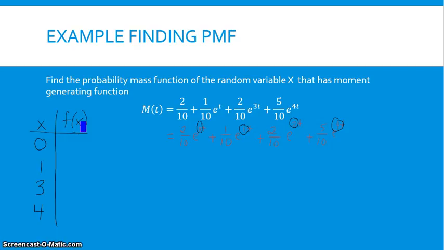Next I need to find the probability associated with each of them. Remember that the probability associated with 0 is going to be the coefficient here, so that's 2/10. The probability associated with 1 is the coefficient, 1/10. The probability associated with 3 is this coefficient, 2/10. And the probability associated with 4 is the coefficient we see here, 5/10. And that is the probability mass function for the random variable x that has this moment generating function.